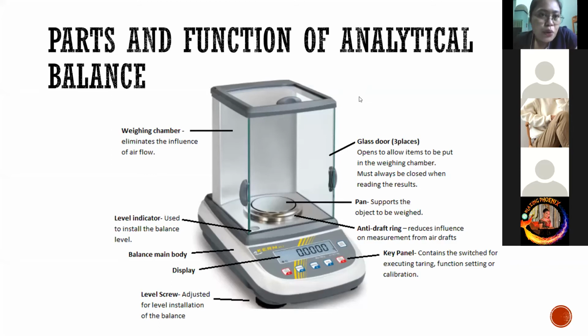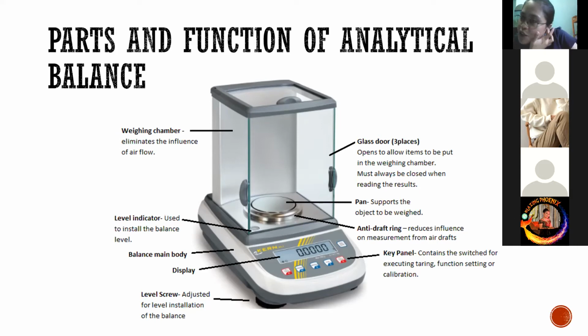So let's get to know the parts and functions of our analytical balance. Of course, we have the weighing chamber. You cannot see an analytical balance without a weighing chamber. This part is called the weighing chamber. That is to reduce or even eliminate the influence of airflow on what you are measuring. The problem, like what Rosel said, is that it is not closed while weighing, which defeats the purpose of having a weighing chamber.